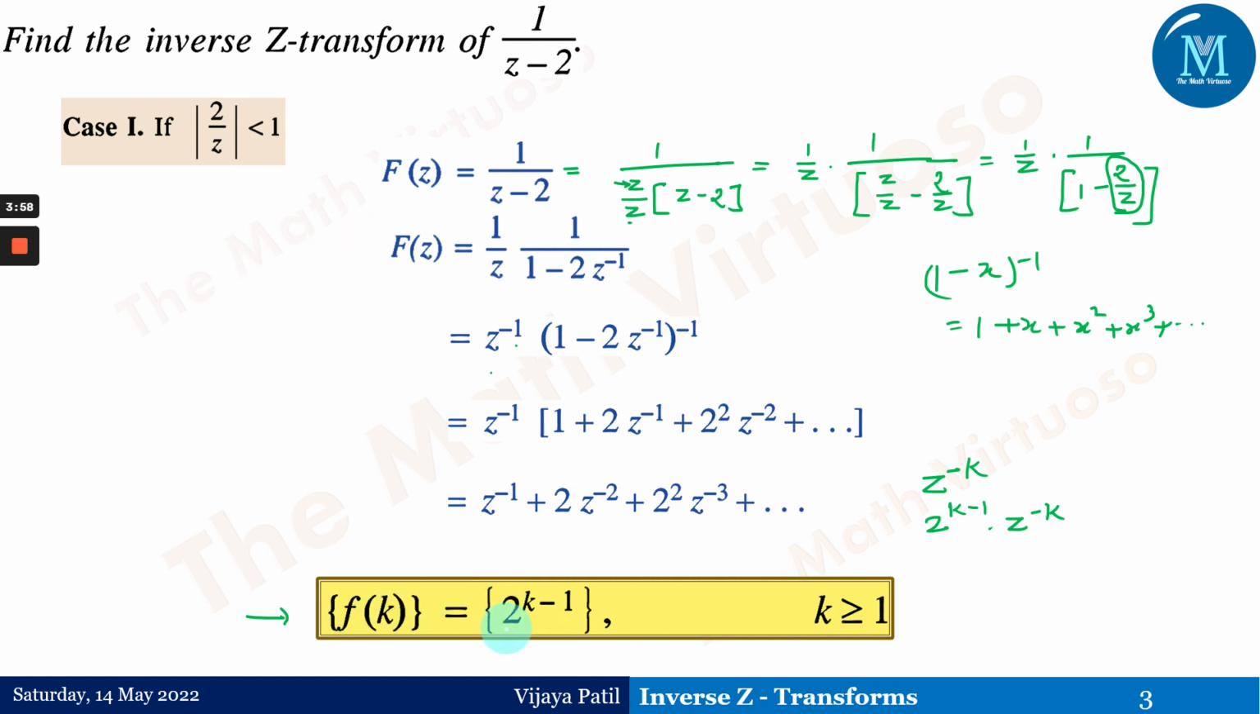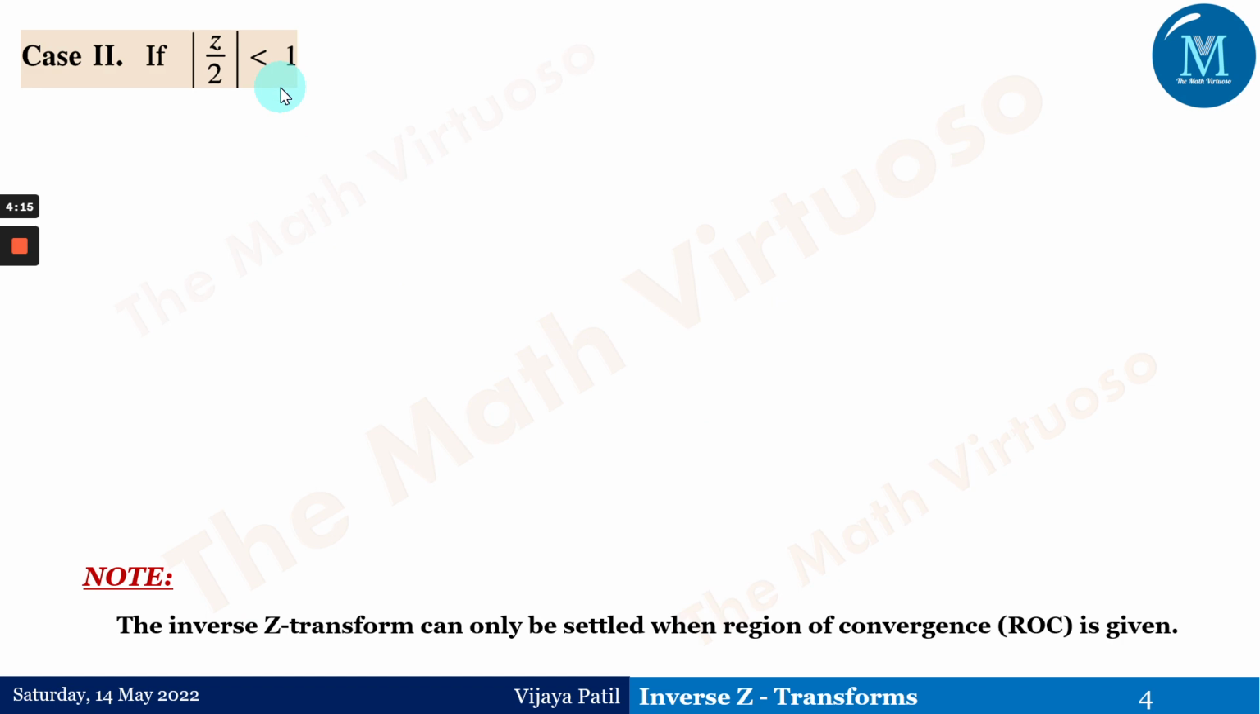That's the reason the inverse Z transform of this particular function is nothing but 2 to the power k minus 1, for k greater than or equal to 1, which is the coefficient of z to the power minus k, the Z inverse of this particular function in this particular ROC or region.